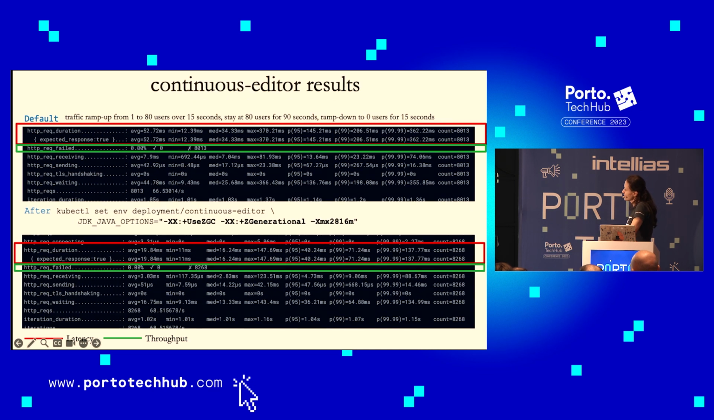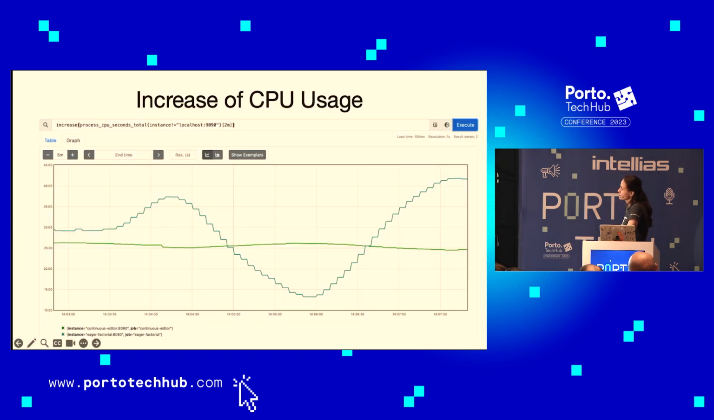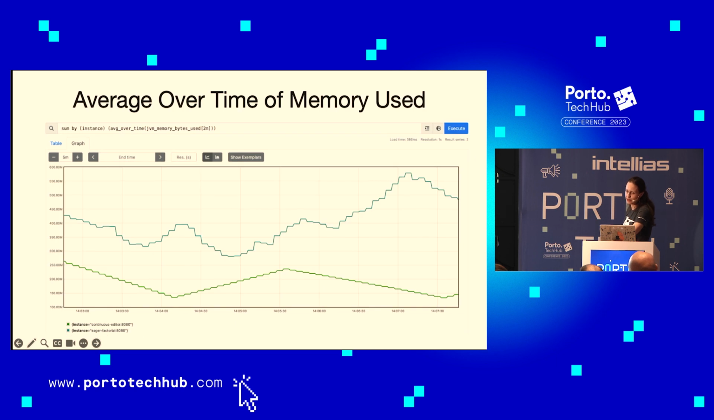Now in case of the continuous editor, I did the same thing. I set the maximum heap size. I could see an improvement for the throughput and some improvement for my latency. Of course, CPU usage kind of increased for both applications compared to the default one. Well, in case of the memory, I saw that I consumed less memory for both, which was good, thanks to fine-tuning and setting a limit for my maximum heap size.